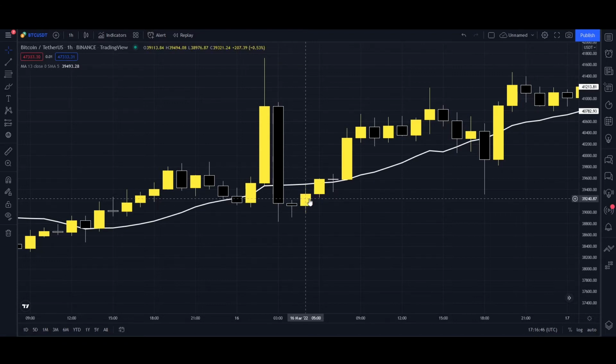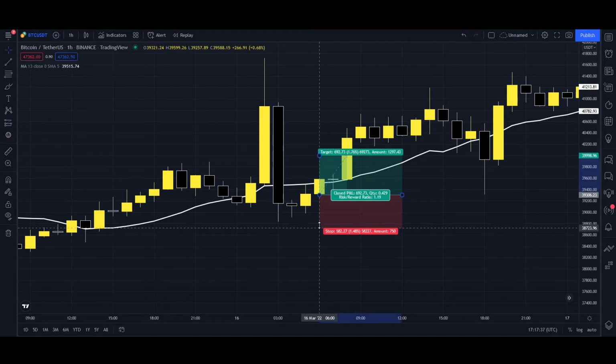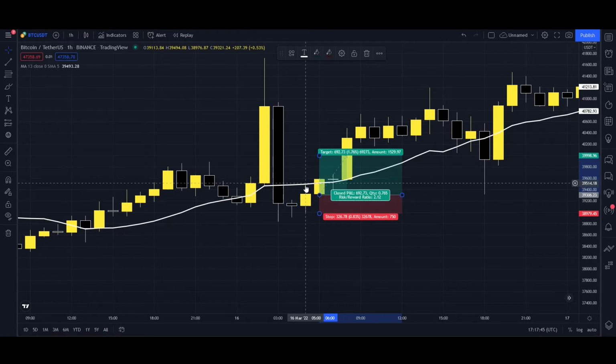Okay guys, after that, we would open a long position. Let me bring just a long position right here. After all confirmations, I would open my long position right here. I put my stop loss below of my bullish candle, which was below of my MA, and the target point with 2 risk to reward ratio. Okay guys, here we go.